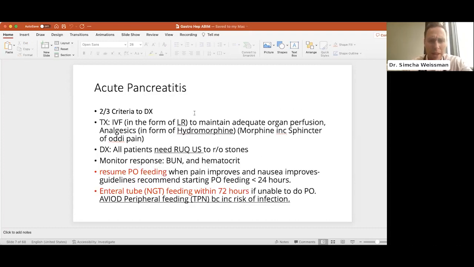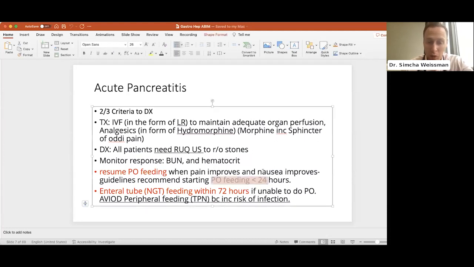A little bit more about pancreatitis. IV fluids, usually lactated Ringer's. Analgesics, usually hydromorphone is better. We spoke about needing a right upper quadrant ultrasound. And the key is going to be oral feeding. Oral feeding is going to get the patient better faster, and the guidelines recognize the need for oral feeding, particularly within 24 hours if they're able to tolerate it. If not, you want to do NG tube, enteral feeding, much better than parenteral feeding because of a high risk of infection, and the exam loves to test that point.